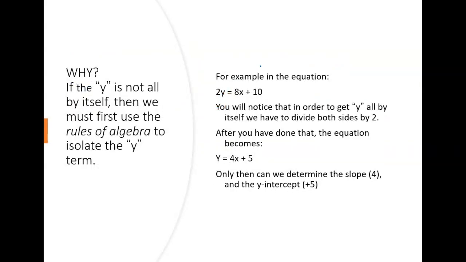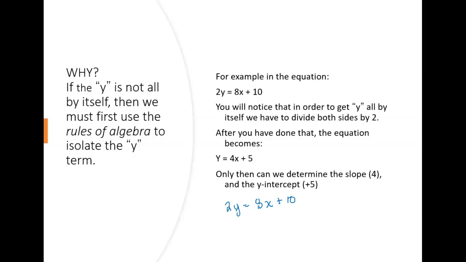Why? If the y is not all by itself, then we must first use the rules of algebra to isolate the term y. So for example, we have 2y equals 8x plus 10. So you'll notice that in order to get y all by itself, we look back at algebra. So right now there's an 8x and a 10, and that's fine. But I have this 2 with the y. So let's move down here. So we have 2y equals 8x plus 10.